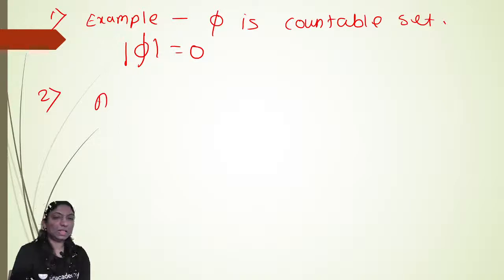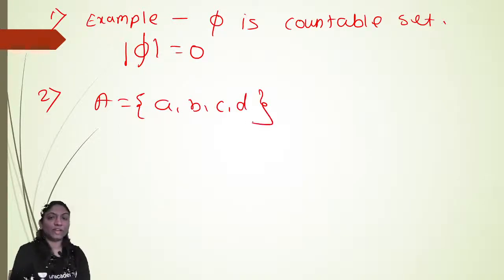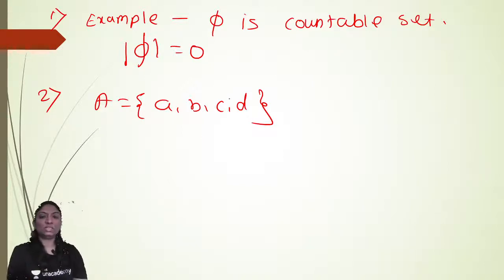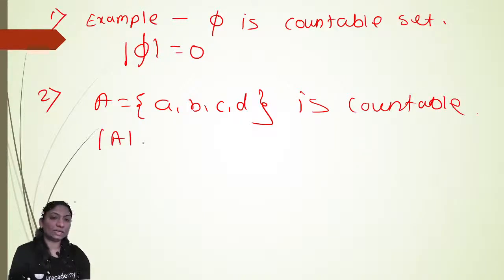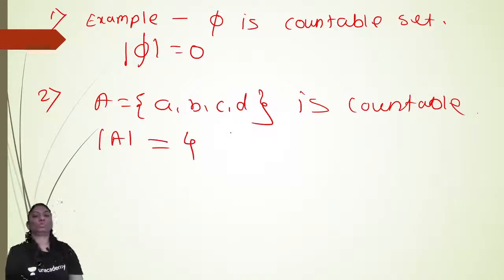Second, suppose A is the given finite set {a, b, c, d}. This is a finite set, and by the definition of a countable set, a set which is finite, or empty, is countable. Then it is a countable set. Okay, so A is countable. We know that the cardinality of this set A is equal to 4. Given set A is countable.